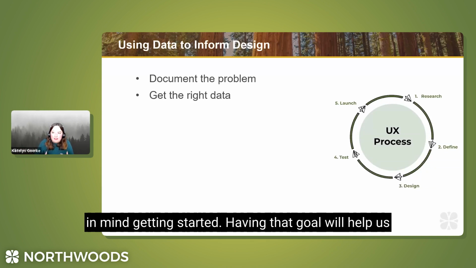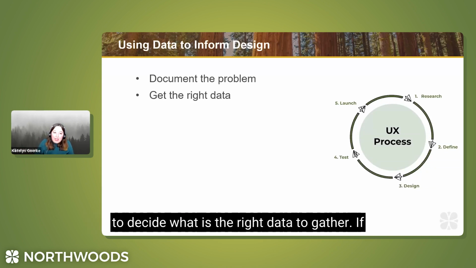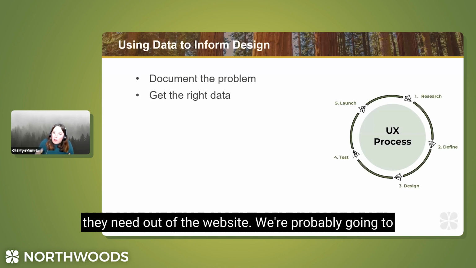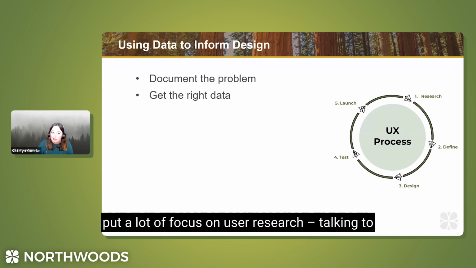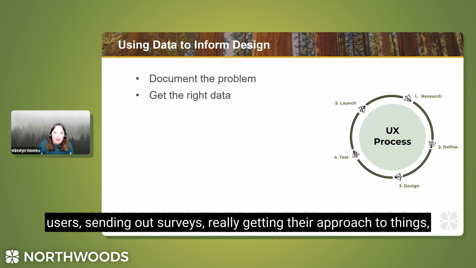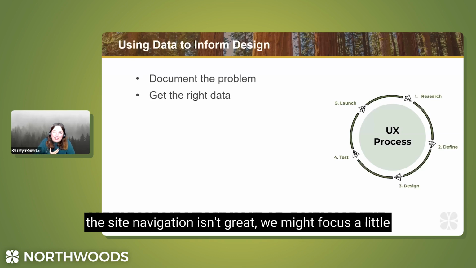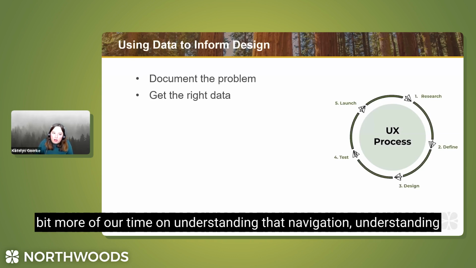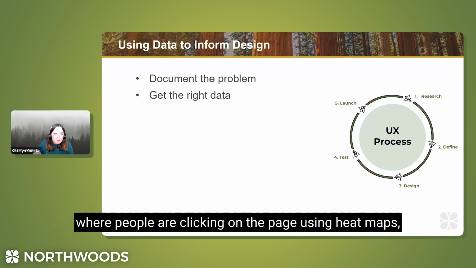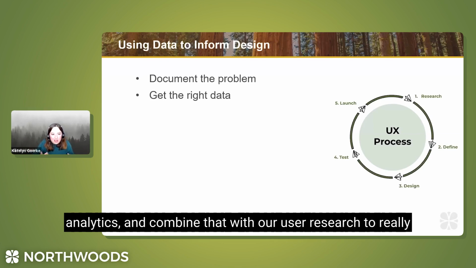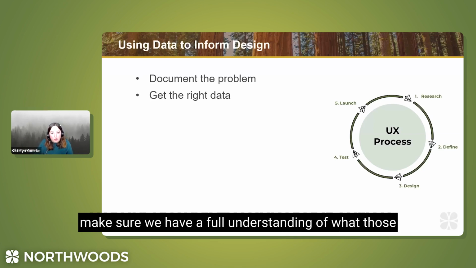Having that goal will help us to decide what is the right data to gather. If we need to focus on the needs of users and understanding what they need out of the website, we're probably going to put a lot of focus on user research: talking to users, sending out surveys, really getting their approach to things and deeply understanding that. Whereas if we think that the site navigation isn't great, we might focus a little more of our time on understanding that navigation, understanding where people are clicking on the page using heat maps, or where people are going from page to page using Google Analytics, and combine that with our user research to make sure we have a full understanding of what those problems are.